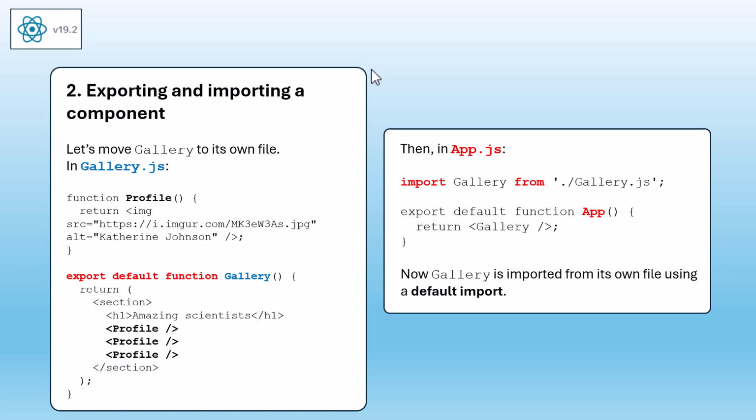For example, suppose we move our gallery and profile components into a new file called gallery.js. Inside that file, we can export one of them, usually with a default export. Then in our main app.js, we can import that component and use it. This structure helps separate concerns. Each file has a clear purpose. App.js acts as the entry point, while gallery.js focuses on rendering the gallery itself.